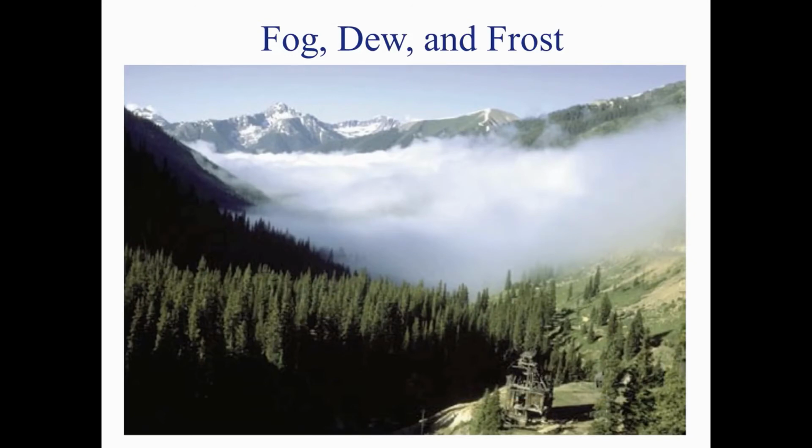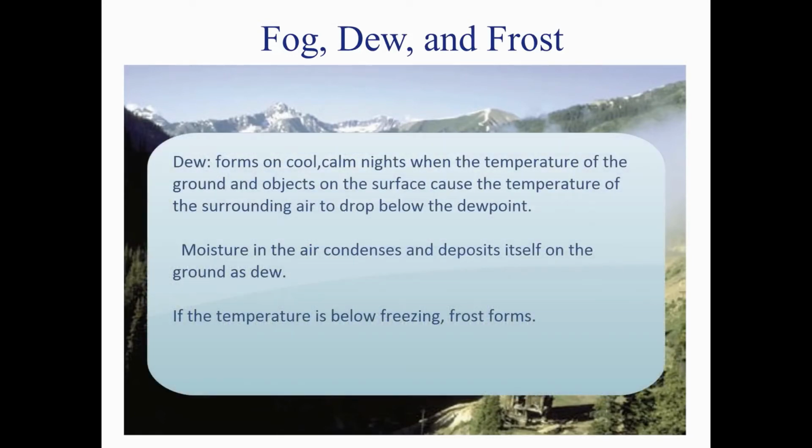On cool, calm nights, the temperature of the ground and objects on the surface can cause temperatures of the surrounding air to drop below the dew point. When this occurs, the moisture in the air condenses and deposits itself on the ground, buildings, and other objects like cars and aircraft. This moisture is known as dew and sometimes can be seen on grass in the morning. If the temperature is below freezing, the moisture is deposited in the form of frost.